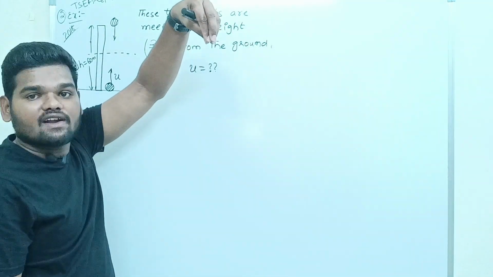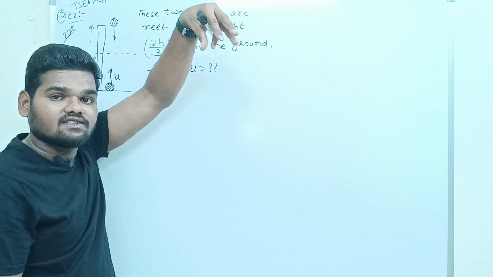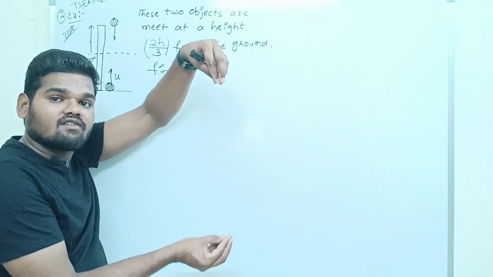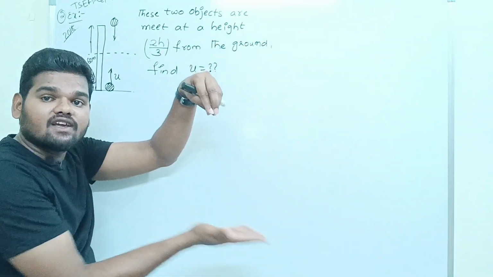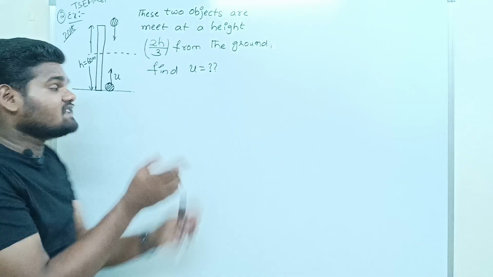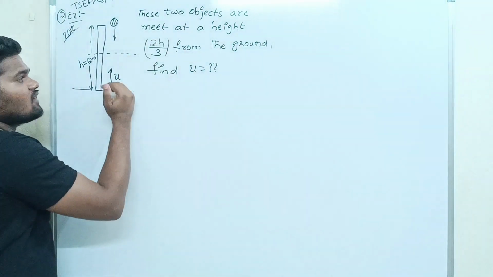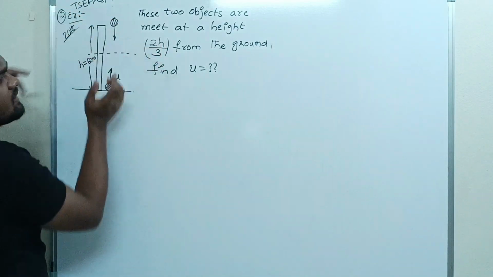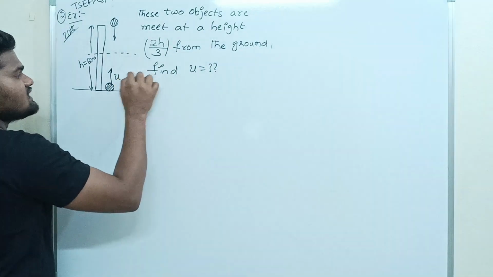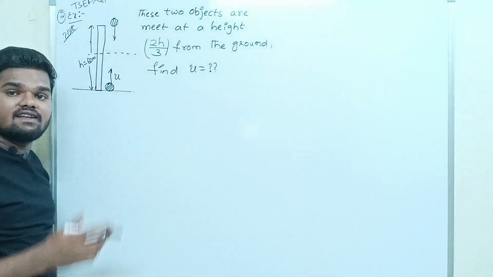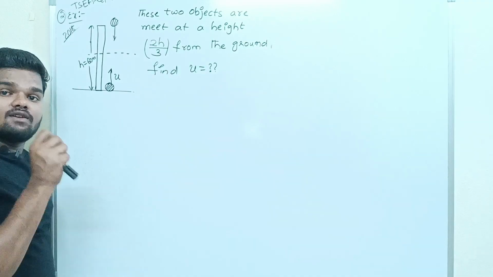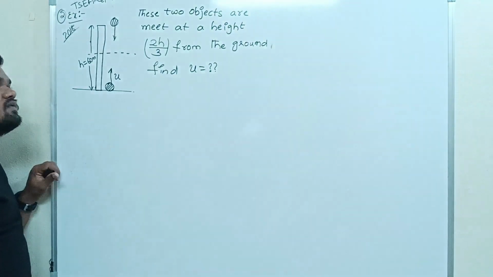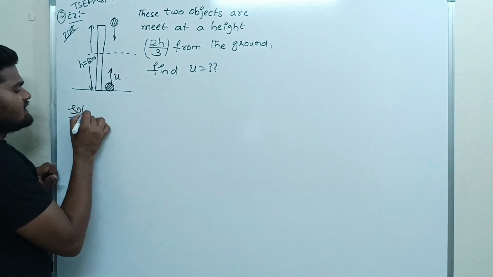So one object is dropped from h is equals to 60 meters height and the object is moving. At the same instant, one more object is projected in upward direction. Now the two objects are moving like this. From the ground at a height 2h by 3, the two objects meet. So what are they asking? Find the initial velocity of the upward projected body. So pause the video and try the solution. 3, 2, 1, go. So have a look at the solution.